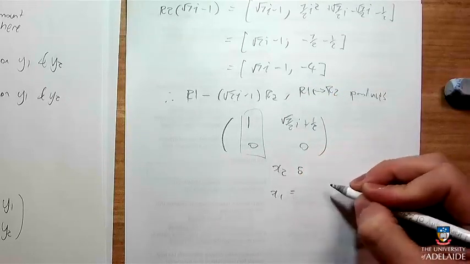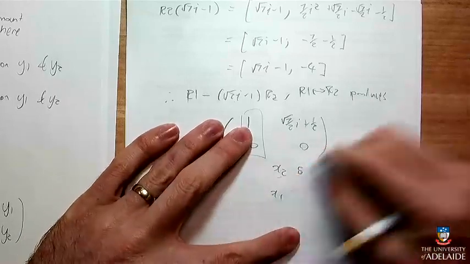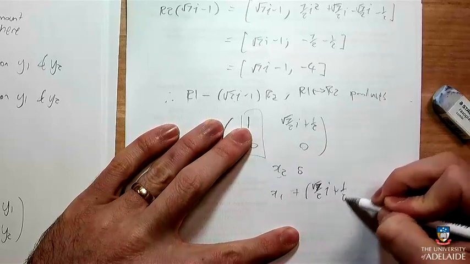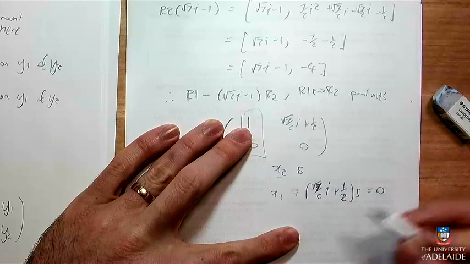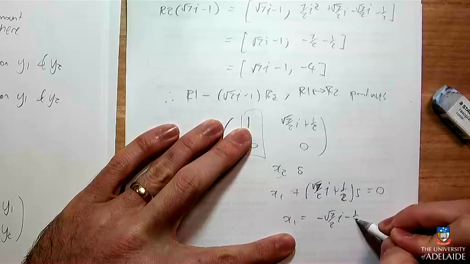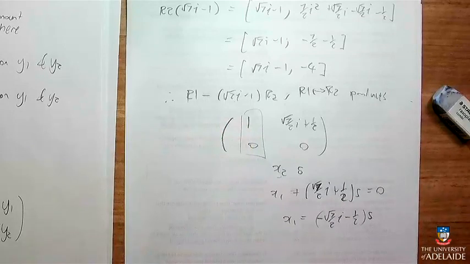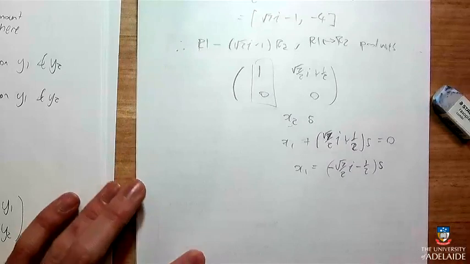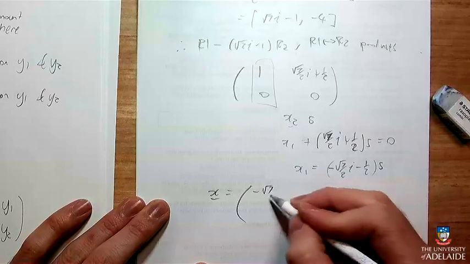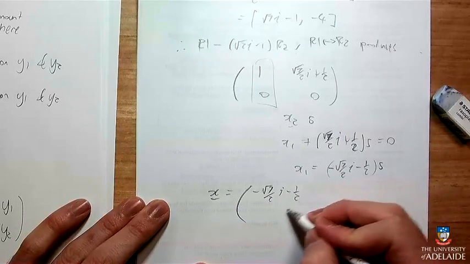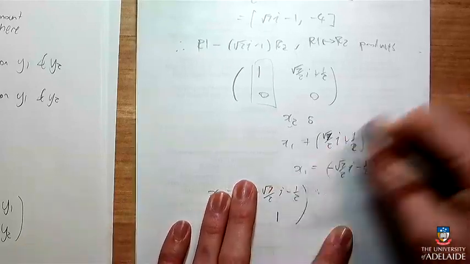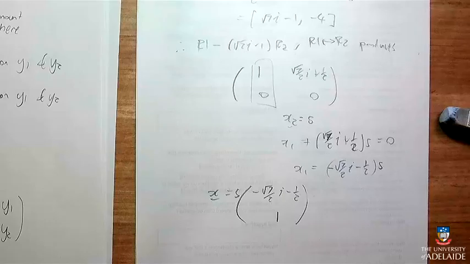and x1 will have to be, okay, so x1 plus this S will be 0, and so x1 equals like that. And so I get that my eigenvector is one. Doesn't really matter where the S goes, I guess. Beautiful.